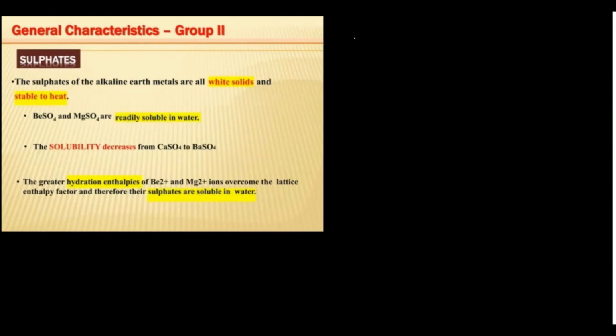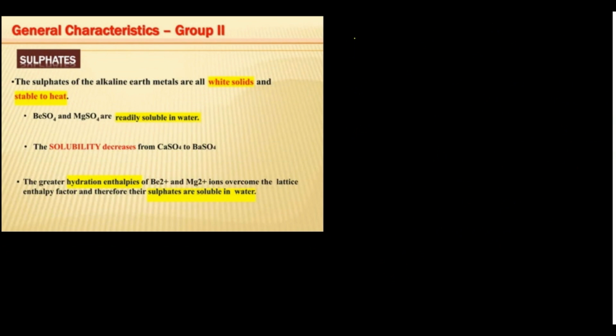So next is the sulfates, right? Sulfates are again a very important class of compounds, and in fact you can find many applications of these sulfates. And again, see, water chemistry is there. Earlier I told you that the bicarbonates and the carbonates of the alkaline earth metals which are soluble in water can cause temporary hardness.